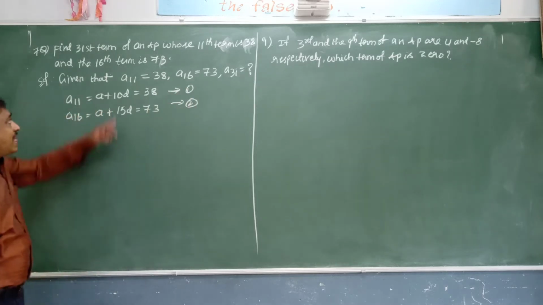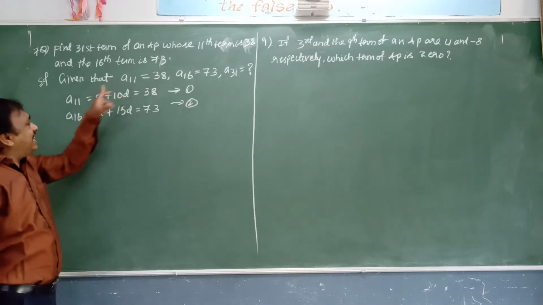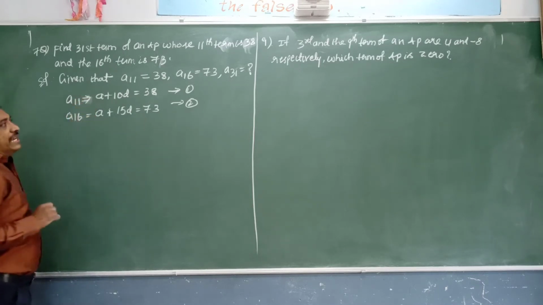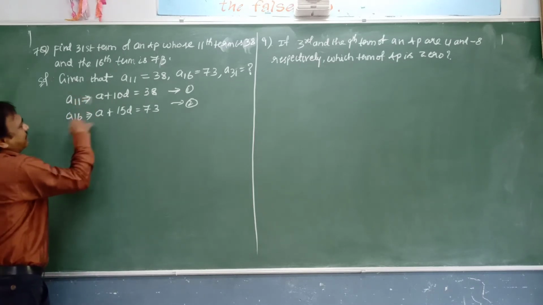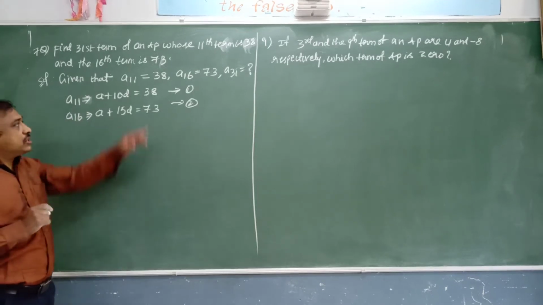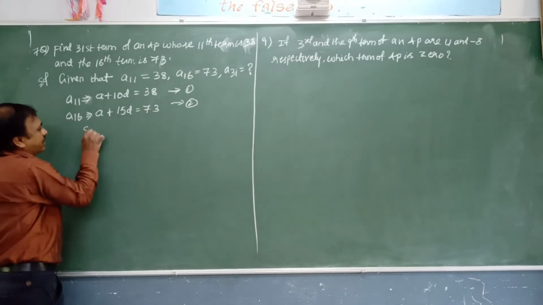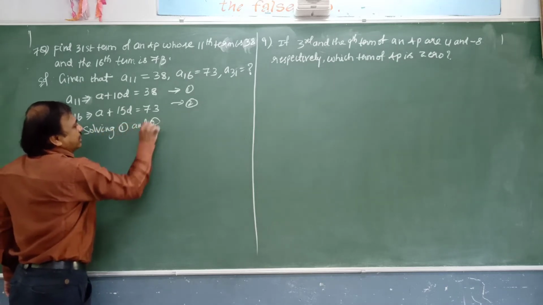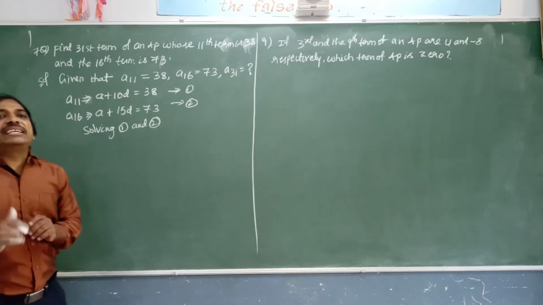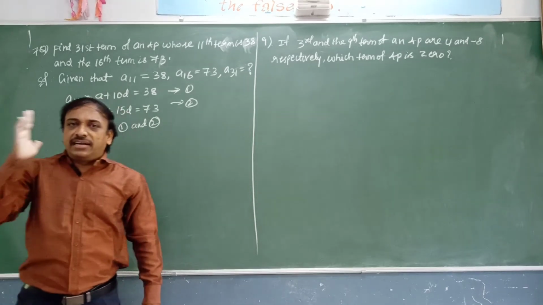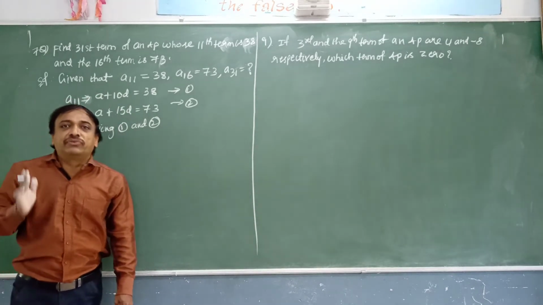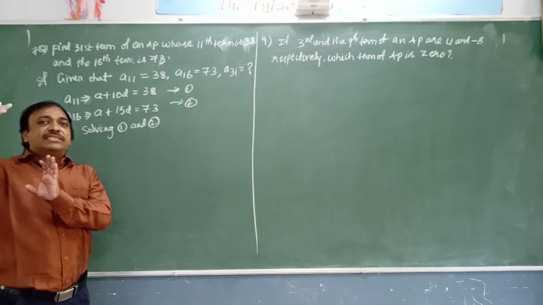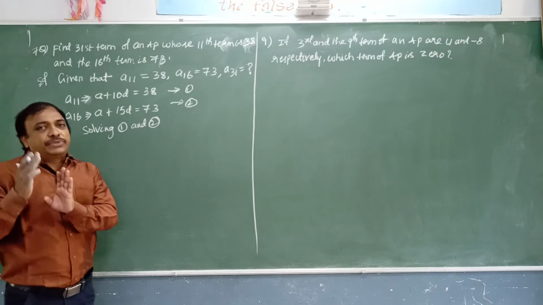Do you understand? A11 is 38. What is A11? A11 is nothing but A plus 10D. A16 is nothing but A plus 15D. Solving these two equations, equation 1 and equation 2, either by adding or subtracting. In the third chapter, pair of linear equations in two variables, we learned the elimination method or substitution method.